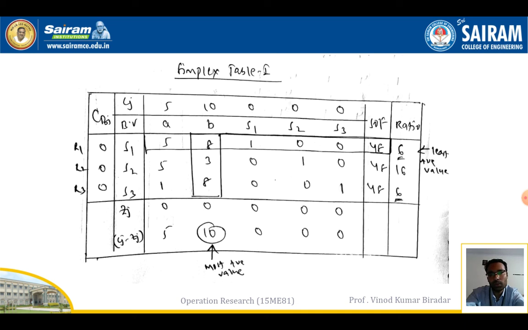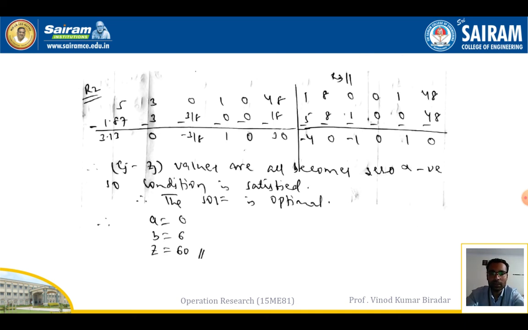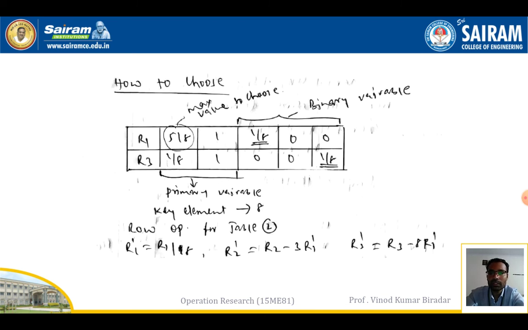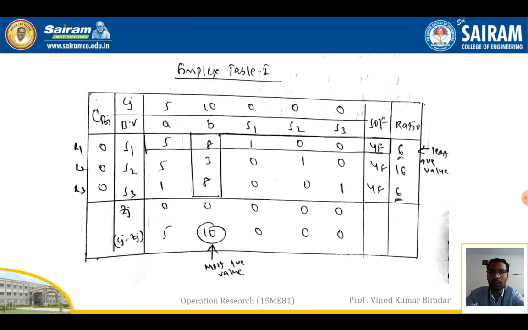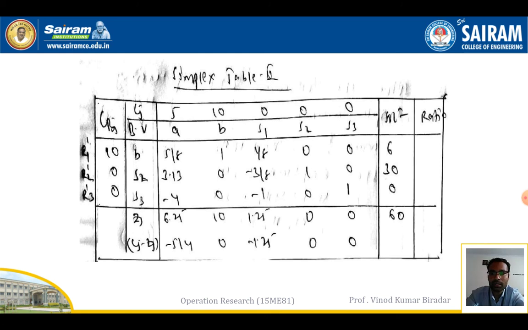Okay, once you calculate the key row, go for the second table. With the help of this formula you can calculate the second table. Now, in simplex table 2, s1 is leaving and b1 is entering, so you have to write b, s2, s3 in the simplex table 2. The b quotient is 10, so write it in table 2.